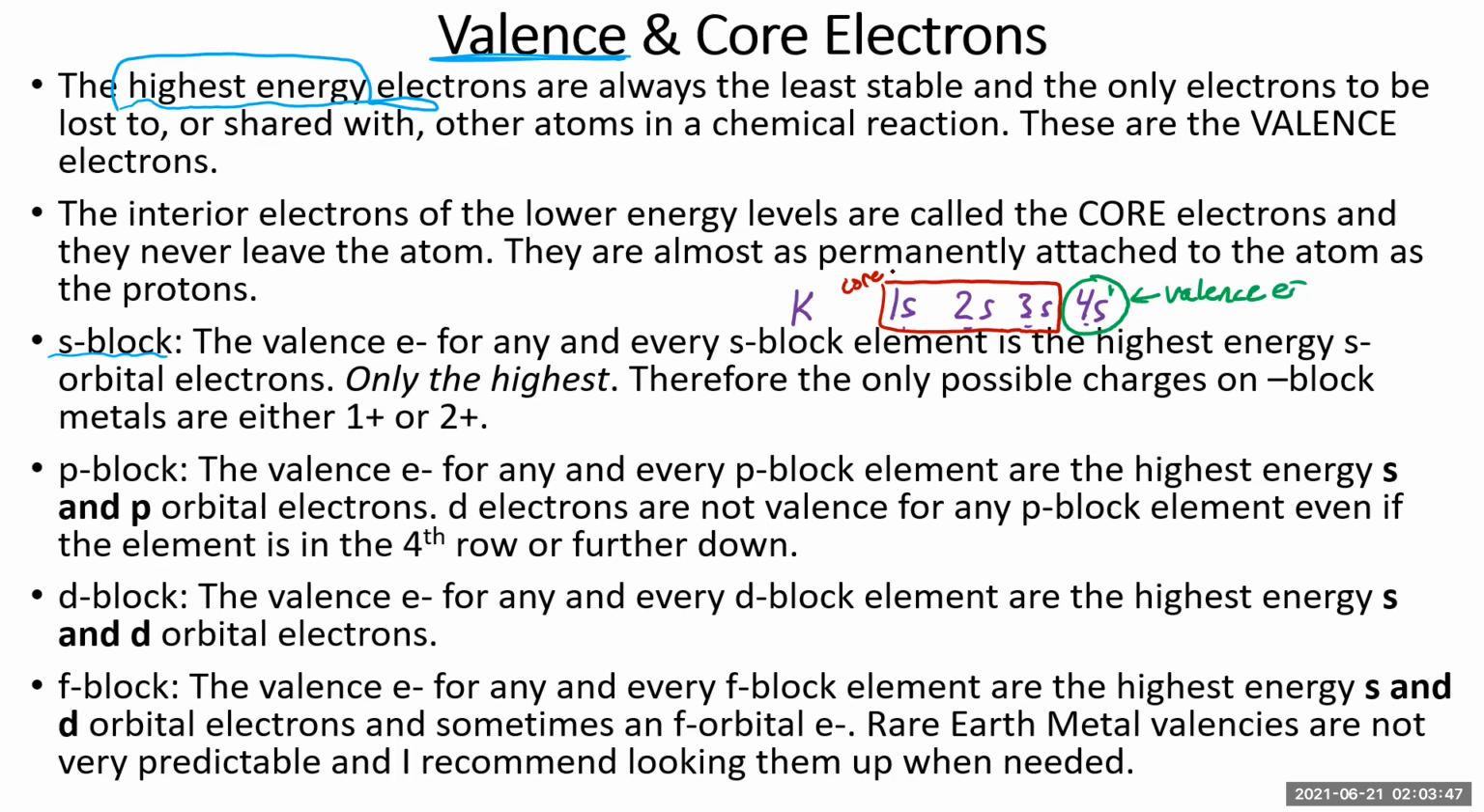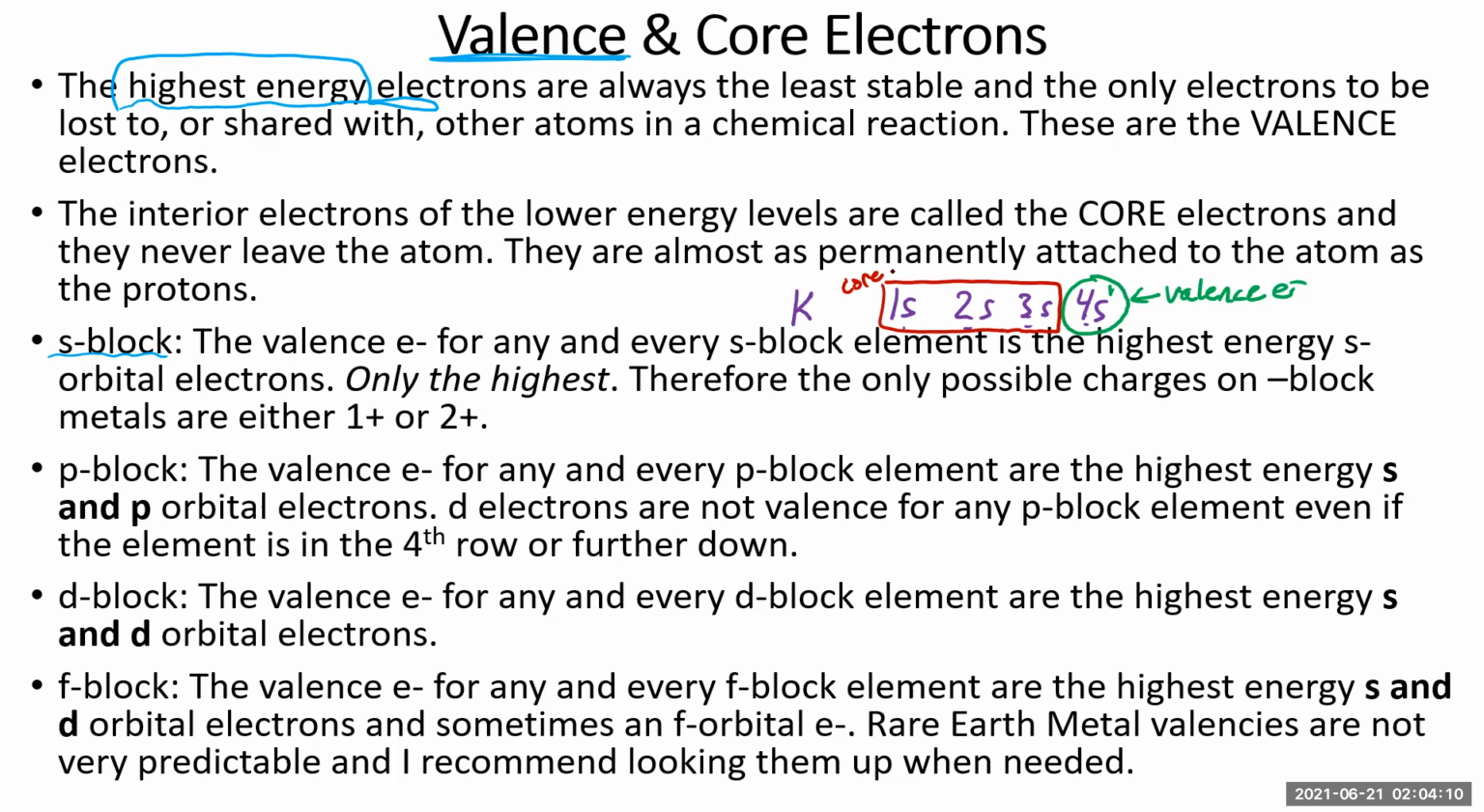Of course, potassium has other types of orbitals other than s-type orbitals, but I just wanted to make the point that it's only the highest energy, the 4s here, not the 1s, 2s, or 3s orbitals, that is the valence orbital. And that electron in that orbital is your valence electron, only the highest.